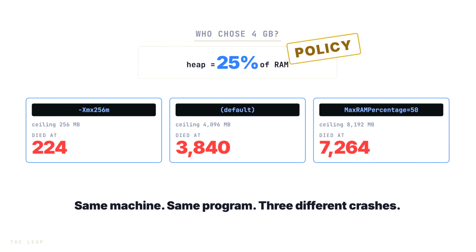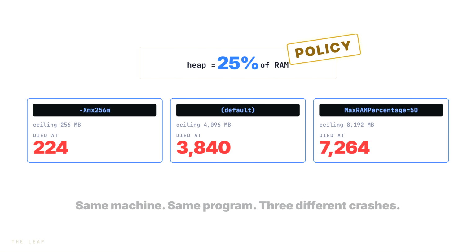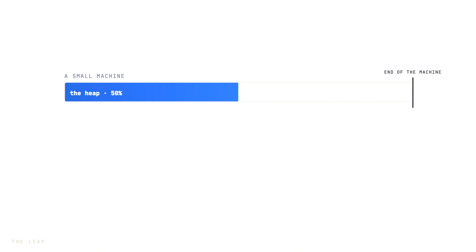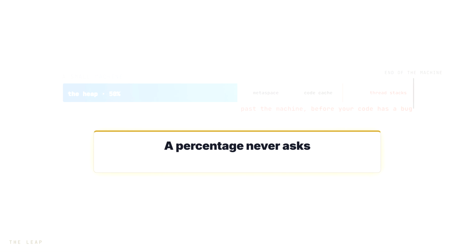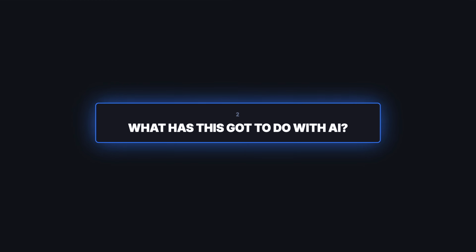So, this limit is not a fact about your computer, it is a policy. And sometimes that policy is wrong. Give Java half of a small machine, and Java still needs memory outside the heap. A percentage does not care whether the machine is large or small. And that brings us to the second question.